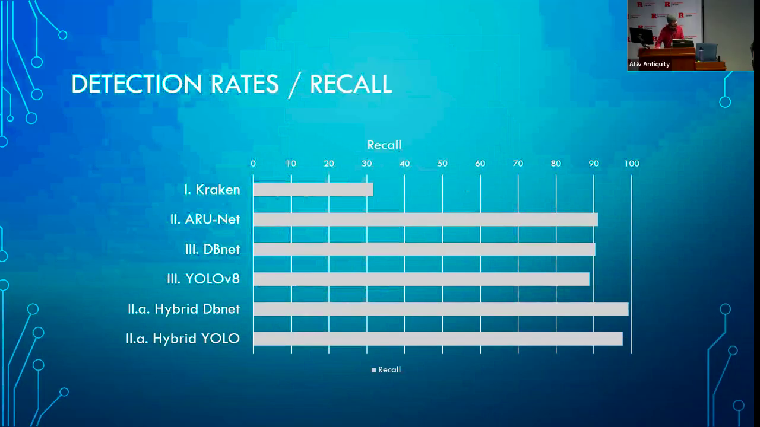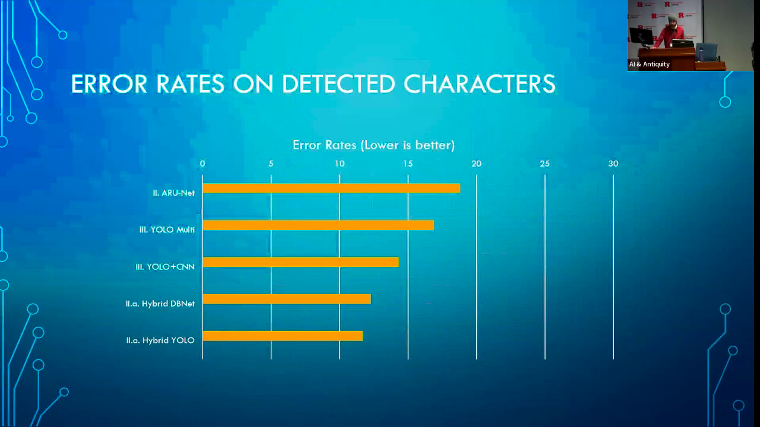So these are our detection rates, the recall. So this is not accuracy. This is how often we're even finding the letters. And you can see that Kraken, for example, struggled mightily to find the letters at all. Whereas once we started moving into the CNNs and the scene text detections, they were much, much more successful at least finding the letters in the first place.